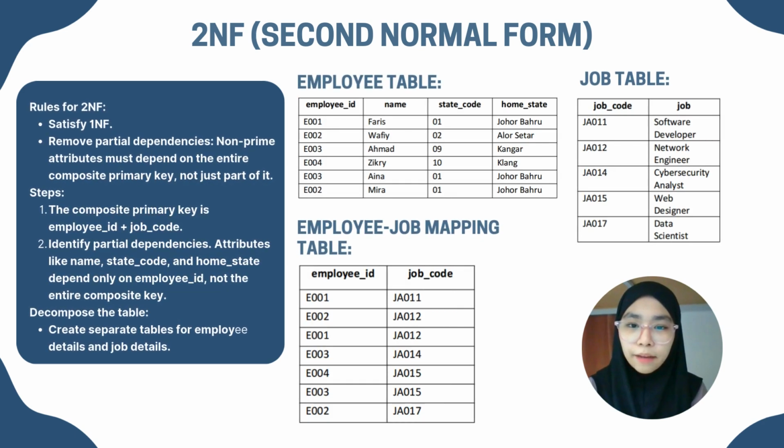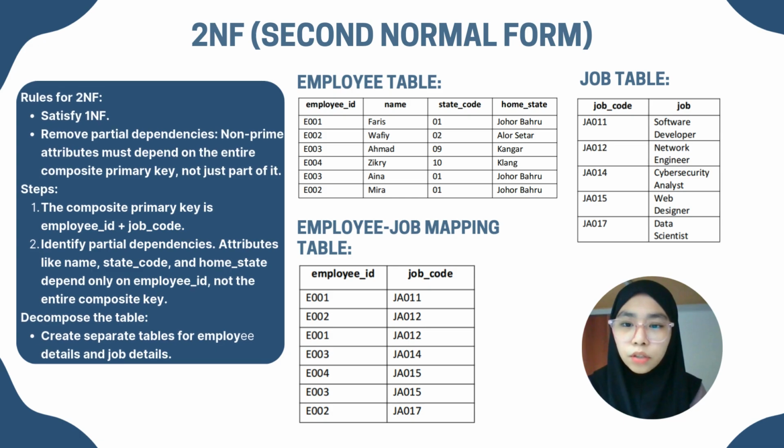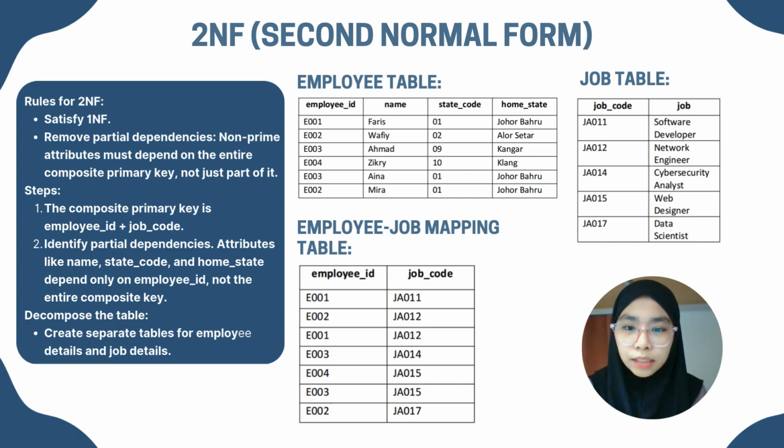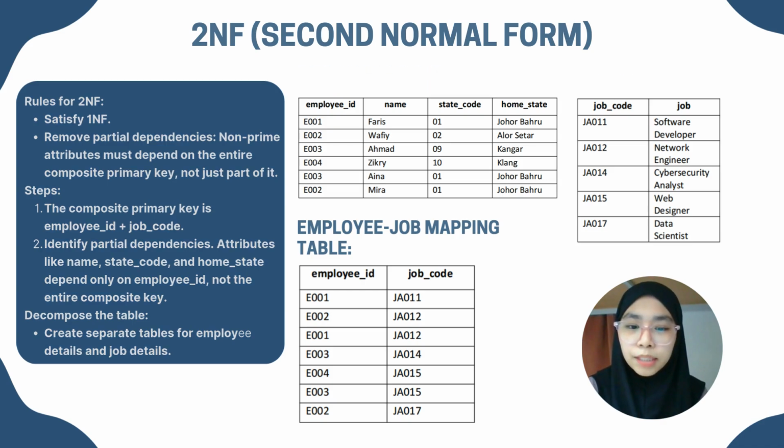Second is 2NF, second normal form. Rules for 2NF are: satisfy 1NF, remove partial dependencies, non-prime attributes must depend on the entire composite primary key, not just part of it. Step 1, the composite primary key is employee ID and job code. Second, identify partial dependencies. Attributes like name, state code, and home state depend only on employee ID, not the entire composite key. Decompose the table, create separate tables for employee details and job details.